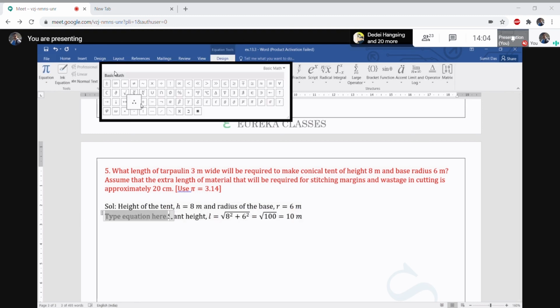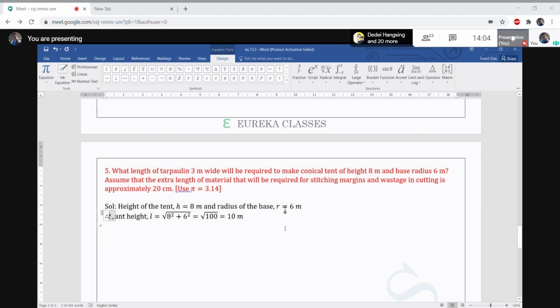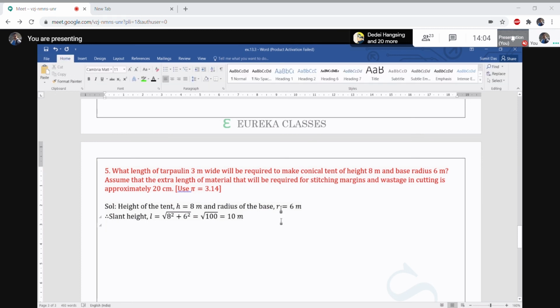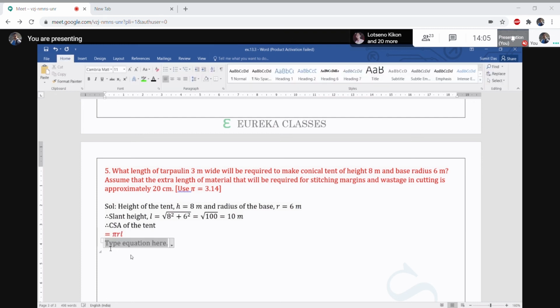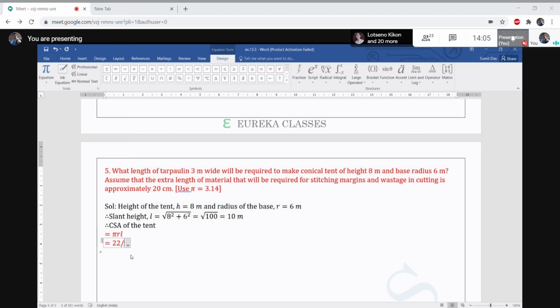Now let's find the curved surface area. Therefore CSA of the tent equal to pi r l. Put the value of pi equal to 22 by 7.